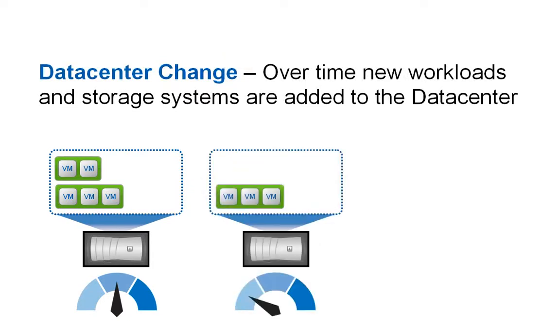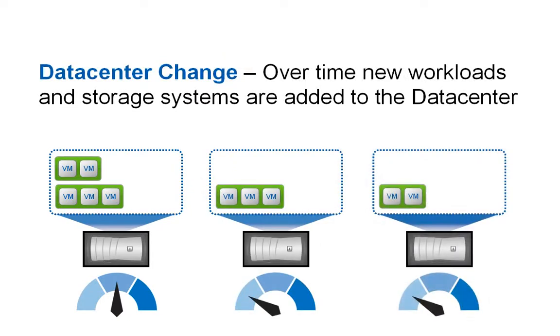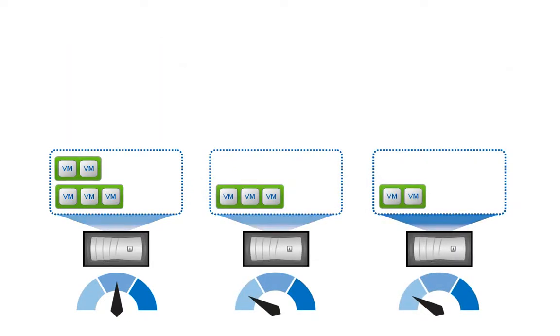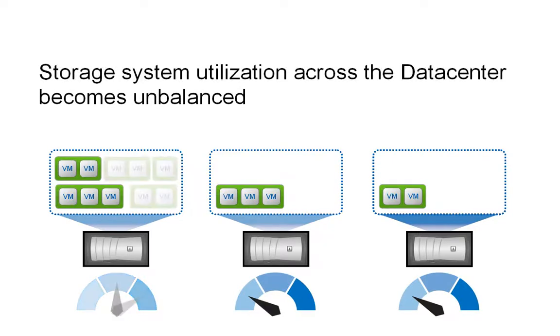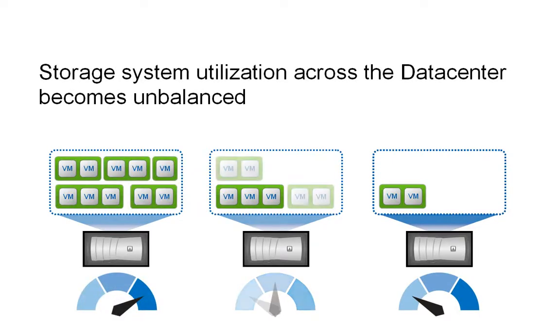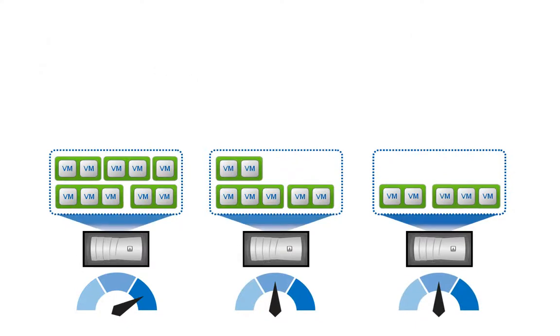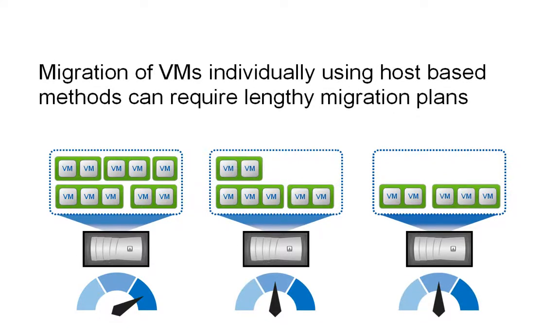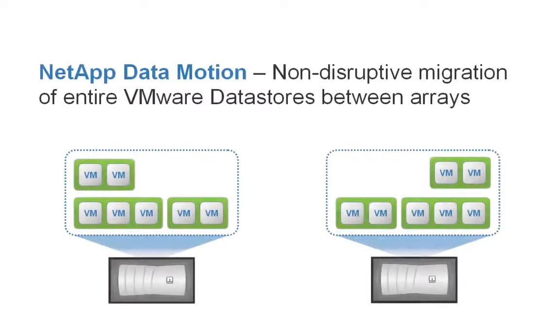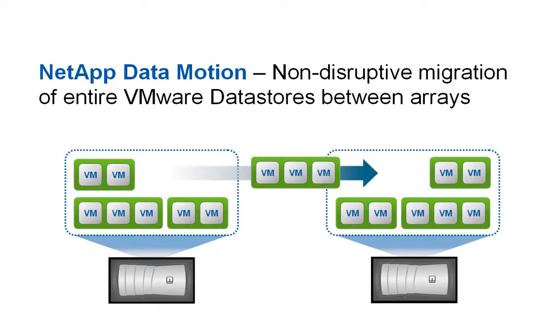Today's advanced data centers grow and change as new workloads and storage systems are added. Unanticipated or overestimated workload requirements can lead to unbalanced utilization across storage arrays. Addressing this issue using host-based migration methods can require lengthy migration plans. NetApp Data Motion simplifies mass virtual machine migration by allowing entire VMware data stores to be moved between arrays non-disruptively.